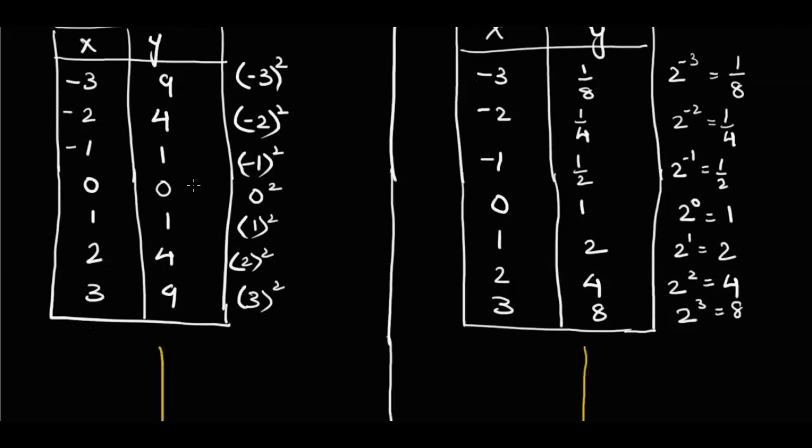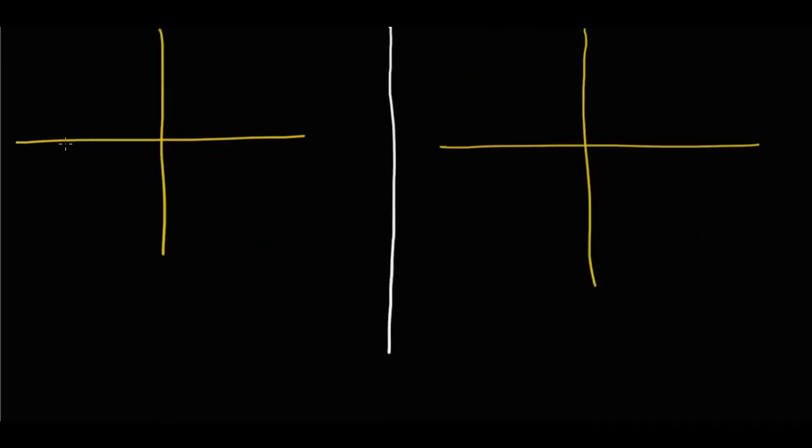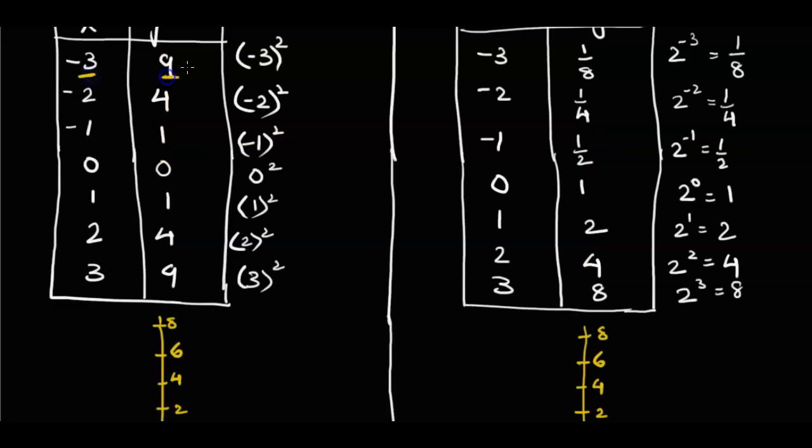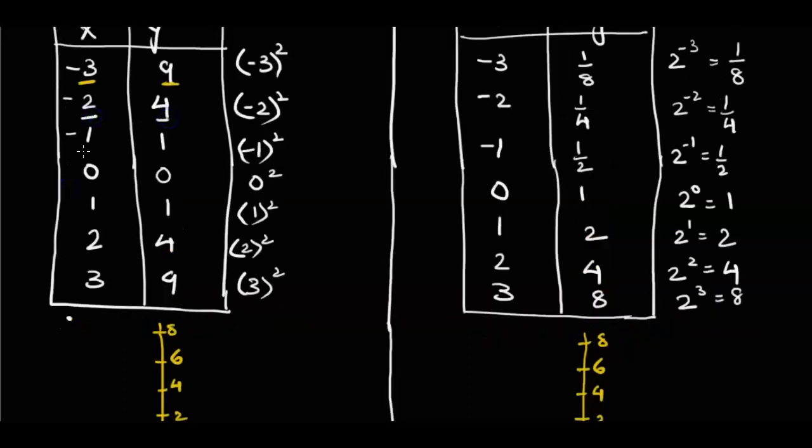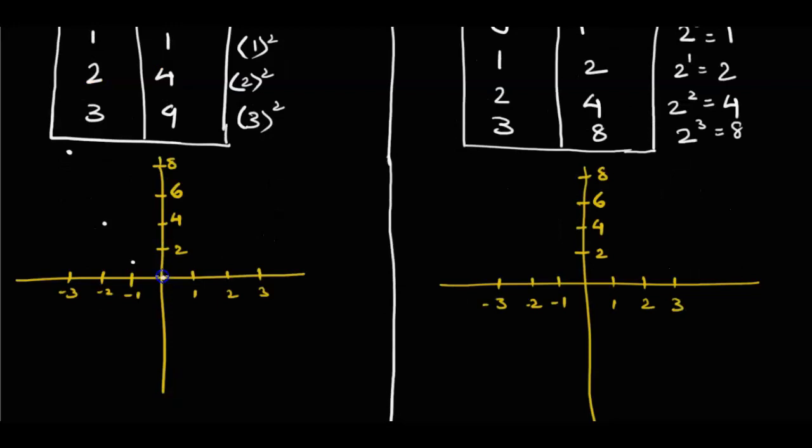Now we will turn these tables of values into graphs. So we mark on the x-axis -3 to 3. Here also on the x-axis we mark -3 to 3. On this grid, we notice when x is -3, y is 9. When x is -2, y is 4. When x is -1, y is 1. When x is 0, y is 0. Similarly, when x is 1, y is 1. When x is 2, y is 4, and when x is 3, y is 9 again. When we join these points, we get a graph called a parabola. We have already looked at the graph of a parabola in the previous lesson as well.